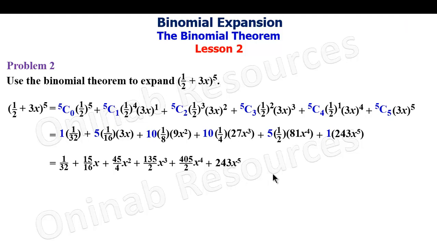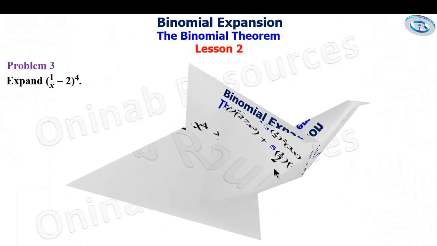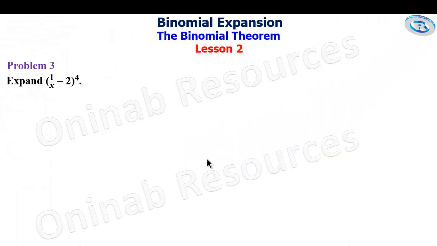We then go to problem 3. For problem 3, we are to expand 1 over x minus 2 all to the power of 4. In our solution again, the first term, remember, is 1 over x. The second term is going to be taken as negative 2. In this binomial expression, the connector is negative. So we are going to take it as negative 2.